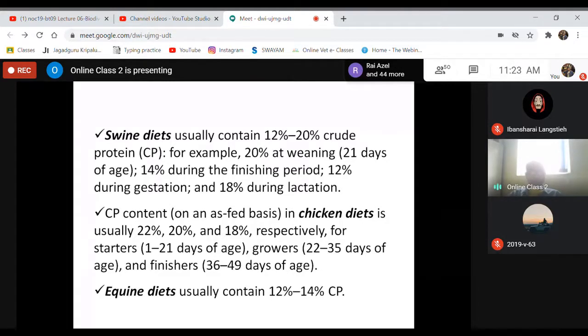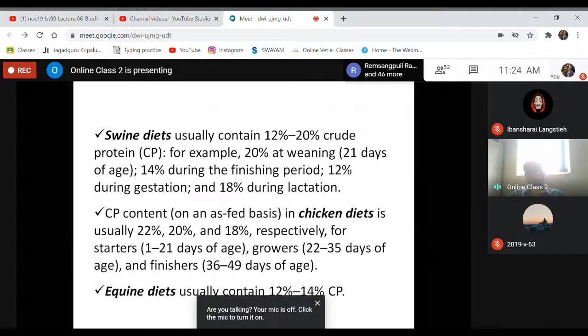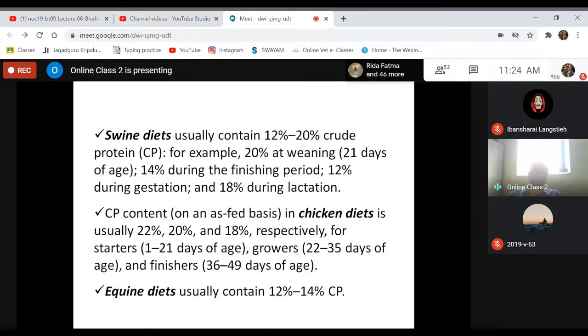And in case of broiler, on an average, the starting period needs 22% CP, whereas the growing period needs 20%, and during the finishing period they need on an average 18% protein. However, we have some feeding standards for the non-ruminant animals, and we have to follow those standards. But these are the average values. And in case of equine or horse, they need approximately 12 to 14% CP in their ration. So in case of equine also, it will depend on their physiological state or stage.